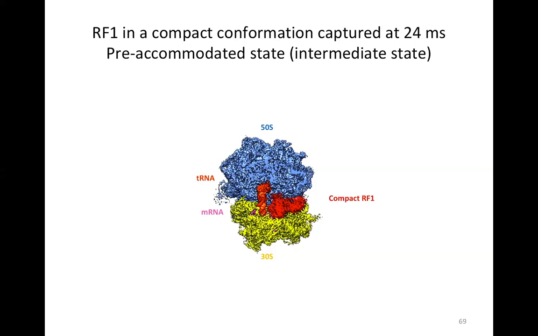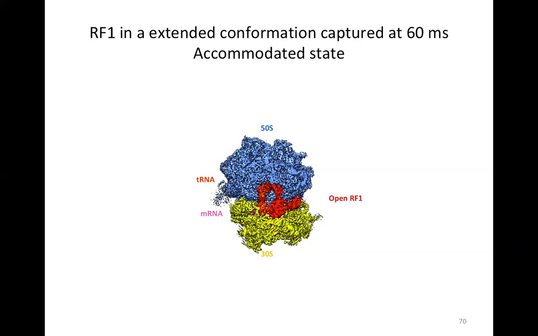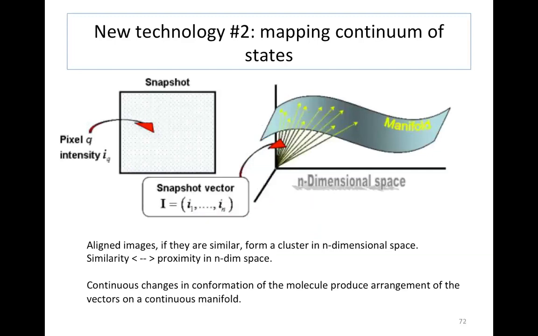so it shows that this whole technique can be used to trap something at 24 milliseconds. And now we do another experiment, and this time we wait for another 40 milliseconds, and then we see the extended conformation. So now we know that between 24 and 60 milliseconds, this whole conformational change takes place.